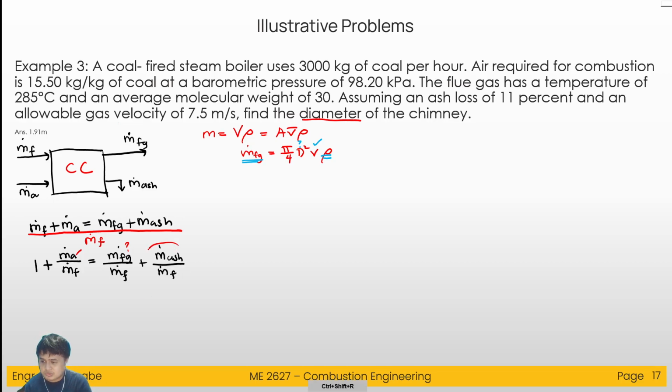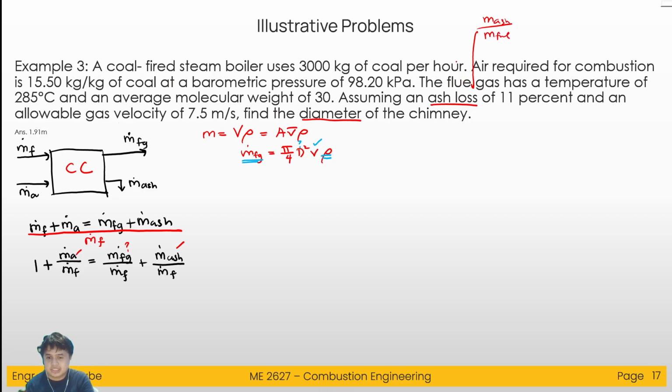Anyways, for the ash loss, this is actually given. So this is actually 0.11. Basically, if you say ash loss, it is how much ash per mass of the fuel, the mass of the ash per mass of the fuel.